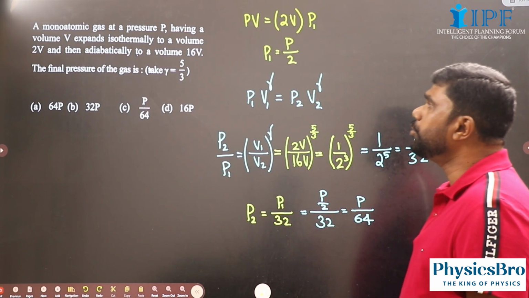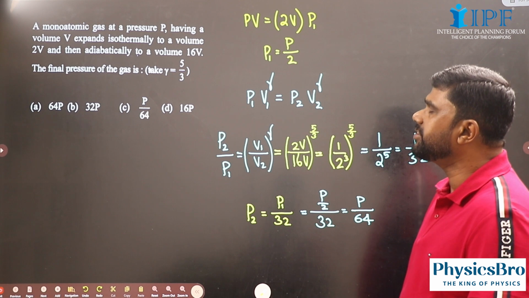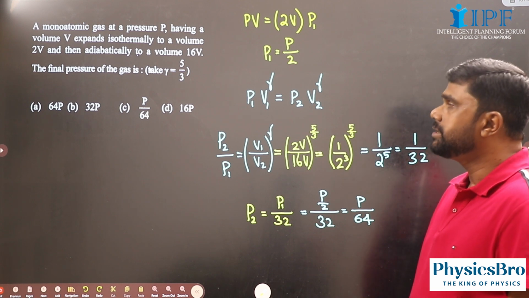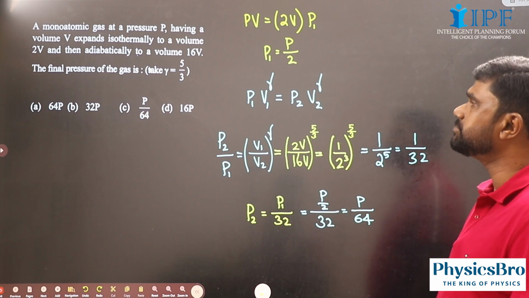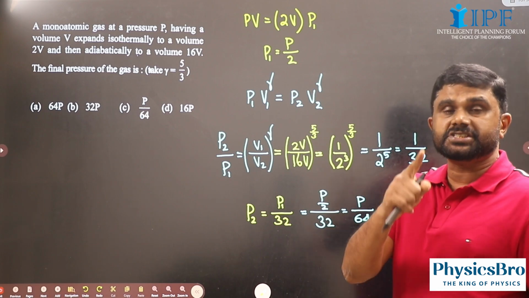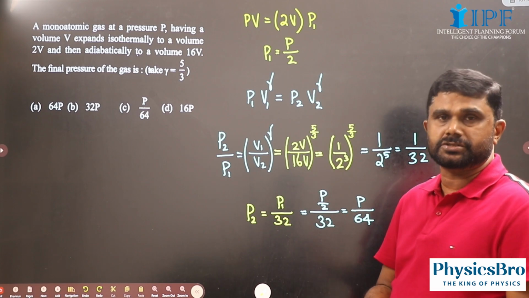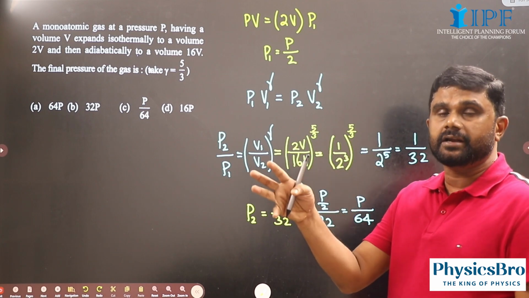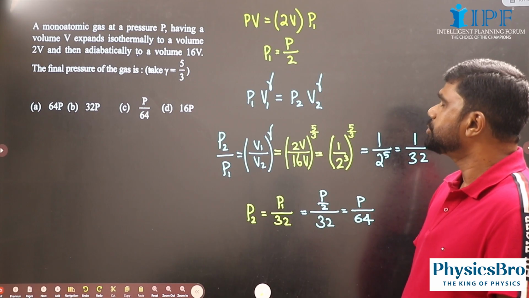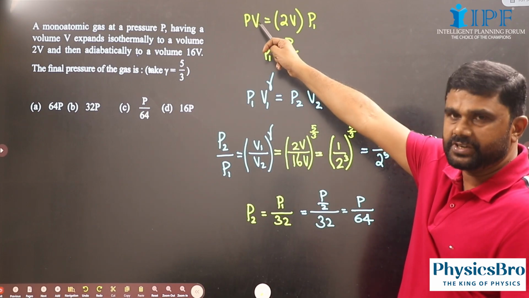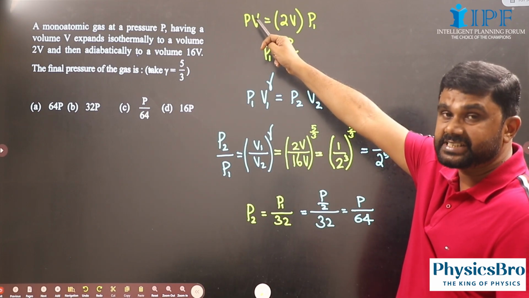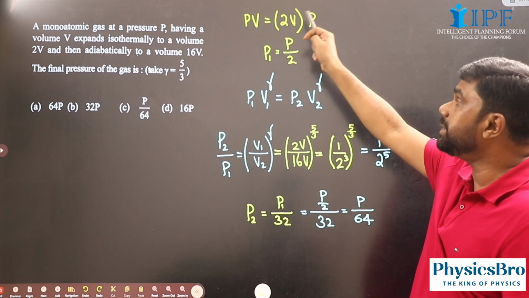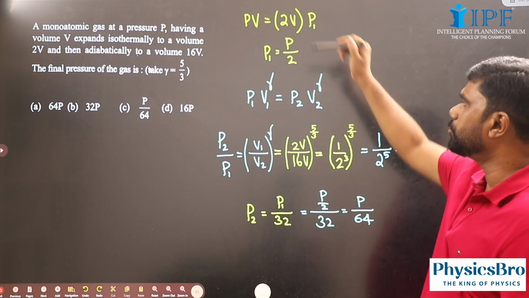A monoatomic gas at pressure capital P having volume V expands isothermally to a volume 2V and then adiabatically to a volume 16V. See, when the process is isothermal, PV equal to constant. The product of pressure and volume, initial and final, will be the same. So initially pressure is P, volume is V. Finally, when it is expanded isothermally, the volume is 2V and pressure, let it be P1. So we will get P1 equal to P by 2.